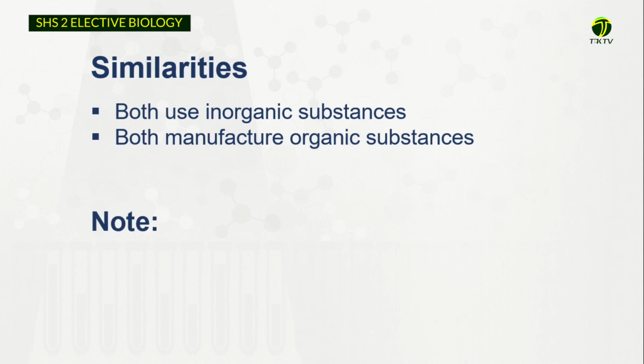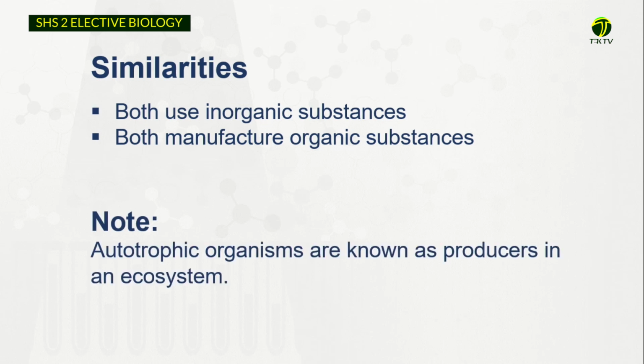You should also know that autotrophic organisms are known as producers in an ecosystem, because without them, no ecosystem can survive. They produce all the food within the environment. They are the ones able to convert inorganic things into organic food for other organisms to depend on. So we say they are producers. Without producers, no life can survive.